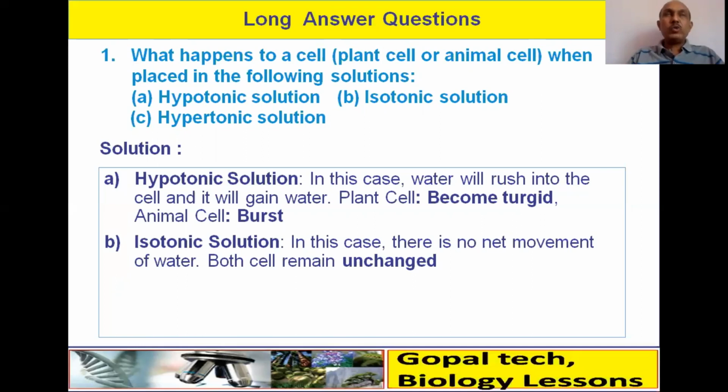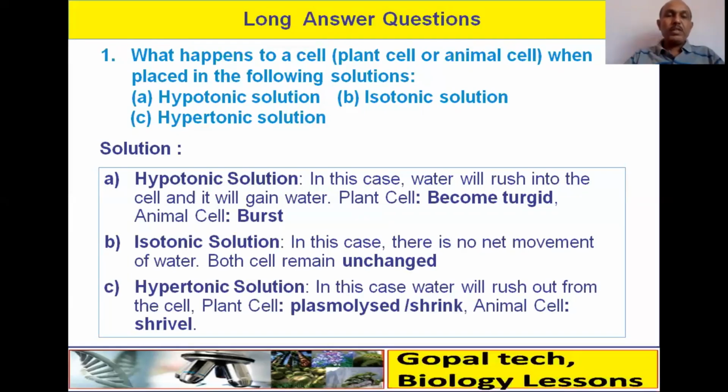If you keep the cell in an isotonic solution, that is, a similar concentration, there is no net movement of water. An equal amount of water will pass, so both plant and animal cells remain unchanged. There is no change in shape. If you keep it in a hypertonic solution, that is, the surrounding solution is highly concentrated, water will rush out of the cell. The plant cell will get plasmolyzed: the inner content shrinks, but the cell wall remains intact. But an animal cell will shrink and then shrivel and fold.